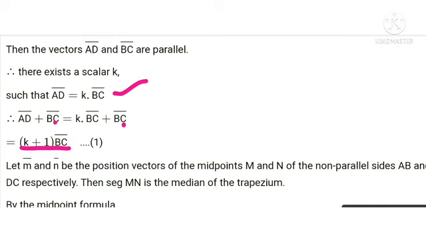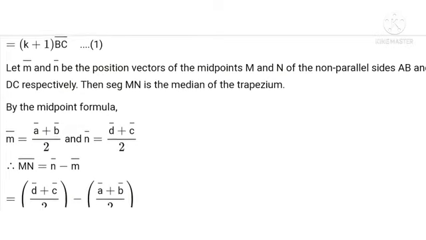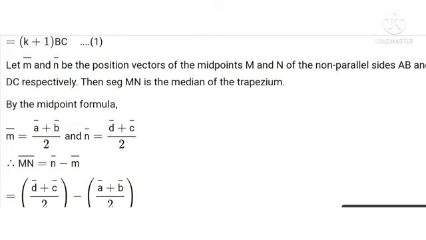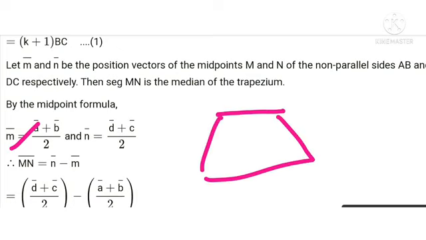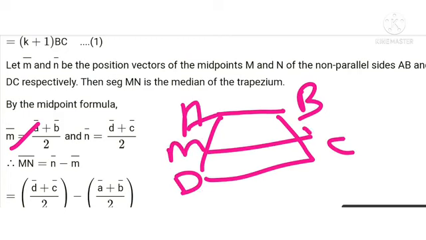Let M bar and N bar be the position vectors of the midpoints M and N of the non-parallel sides AB and DC. So M is the midpoint, so we use the midpoint formula. See, this is a trapezium ABCD, and M and N are points here. So we write M bar as (A bar plus B bar) upon 2 and N bar as (D bar plus C bar) upon 2.